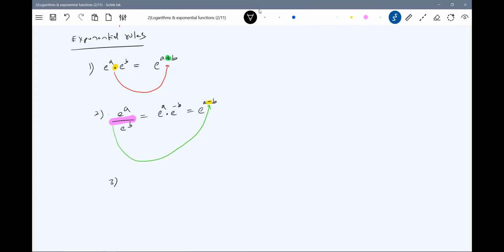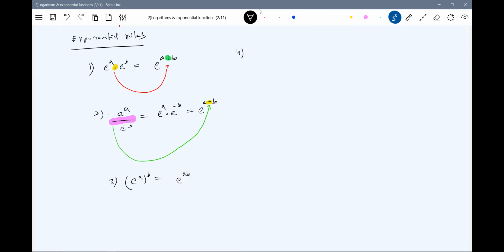Then this will be e to the power of A, all to the power of B. So this will be e to the power of AB. The power is converted into a product. E to the power of A all to the power B is e to the power of AB, we'll write it here. So these are some basic rules that we'll be using.